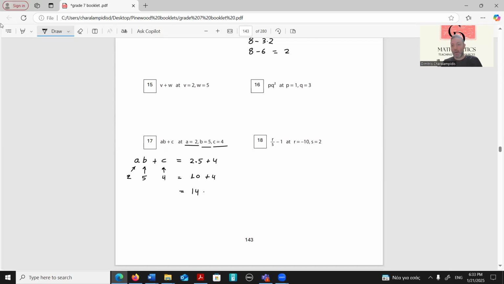And that was all. I hope that by now we all know what a numerical expression is, what an algebraic expression is, and how we can calculate the value of an algebraic expression. I hope I made things easier.